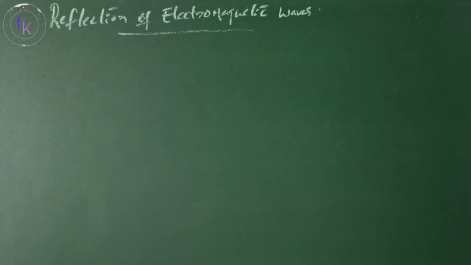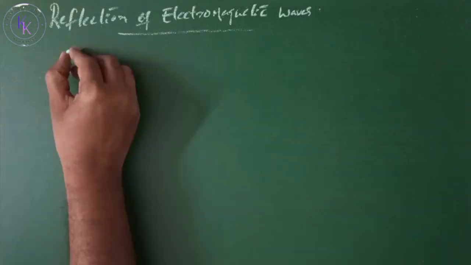A part of the incident wave is sent back at the boundary separating the two media, and only the rest of the wave is transmitted through the second medium. This phenomenon, by which a part of the incident wave is sent back at the boundary, is termed reflection.